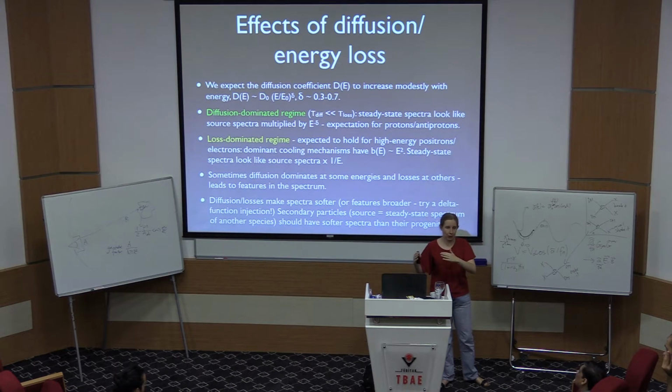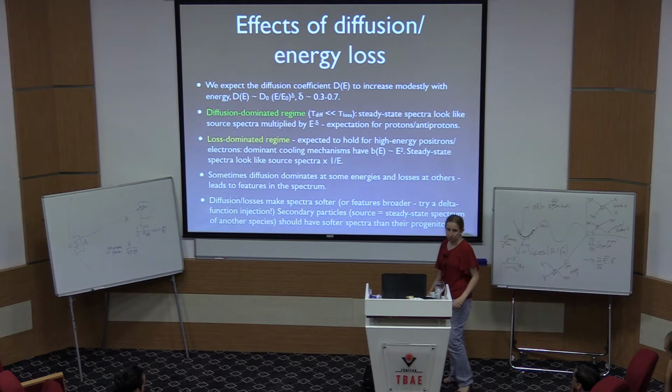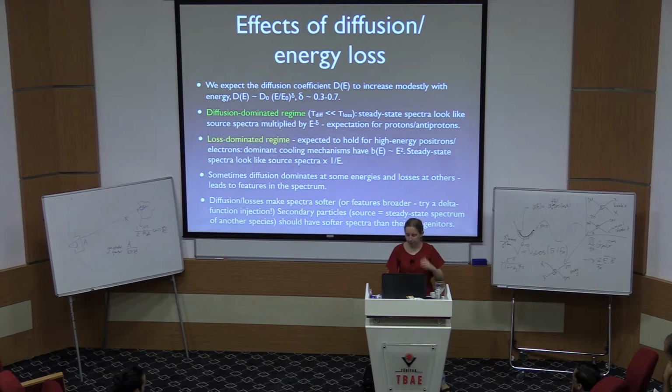But this can occur to different degrees depending on what dominates between diffusion and losses. And so that can also sculpt features in the spectrum. So that's the zeroth order picture of how cosmic ray propagation works. I'm making a huge number of approximations here, but this is what we would need to really understand to be able to properly predict the cosmic ray observations that we see.